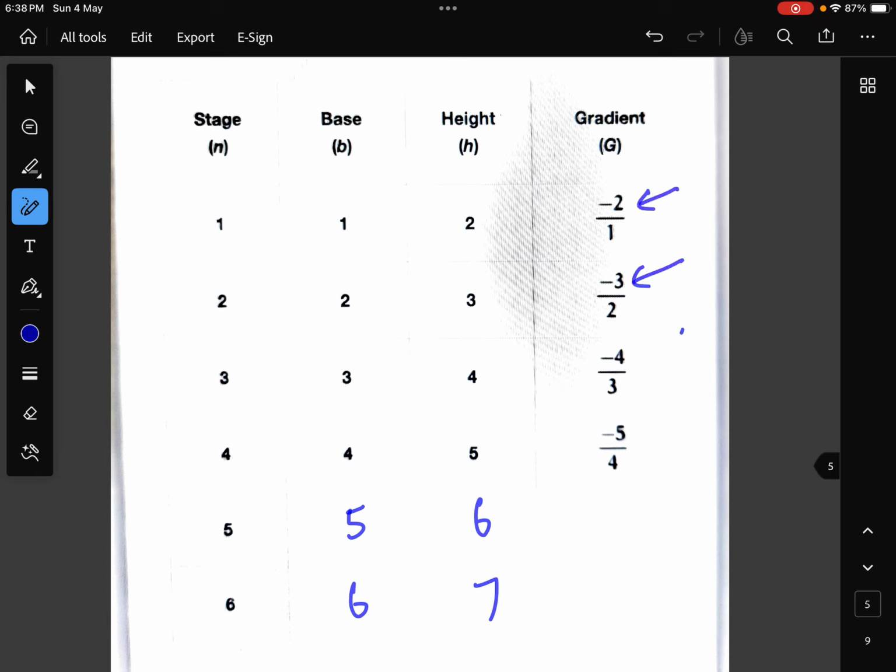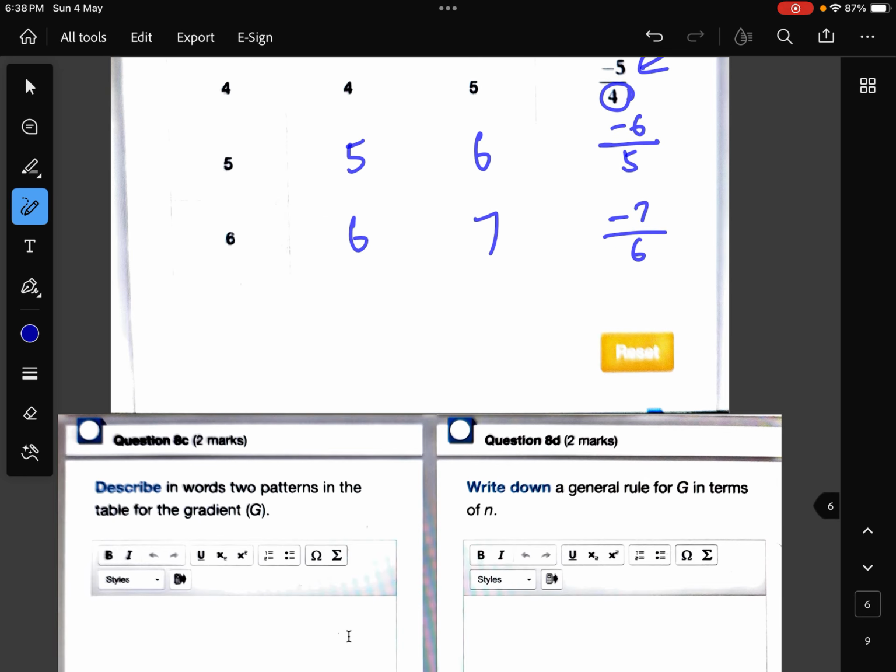For the numerator, it starts with -2 and goes to -3, -4, -5, which means you subtract 1 each time. So for the next pattern this should be -6, and the denominator is always increasing by 1, so this will be 5, and this will be -7/6. So generally very obvious patterns for this particular question.